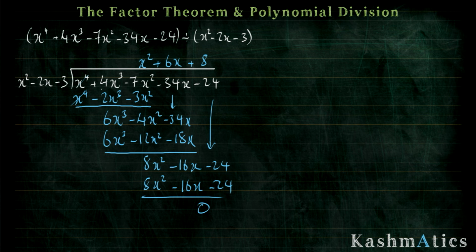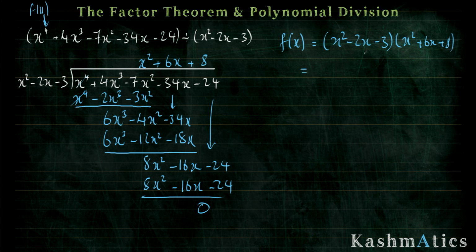So what that means is this original quartic divided by x squared minus 2x minus 3 equals x squared plus 6x plus 8. So what does that mean? It means that if this quartic here was f of x, I can write f of x as x squared minus 2x minus 3, so that's one of the factors. We can see it's a factor because there's no remainder, multiplied by x squared plus 6x plus 8.